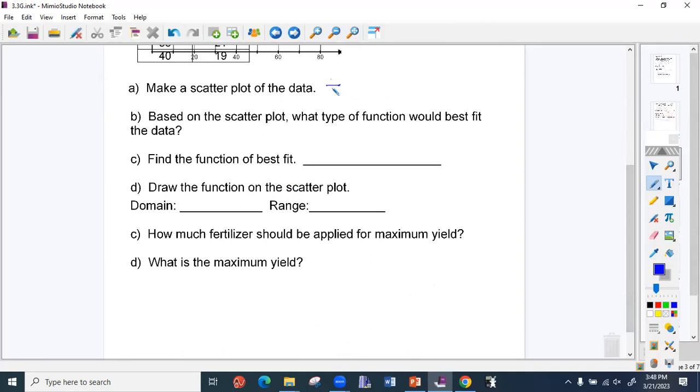No, we have to add a table. So we're going to add a table in Desmos, and then we're going to analyze the scatter plot and look and see what these points are doing to get our best model. Okay. All right.